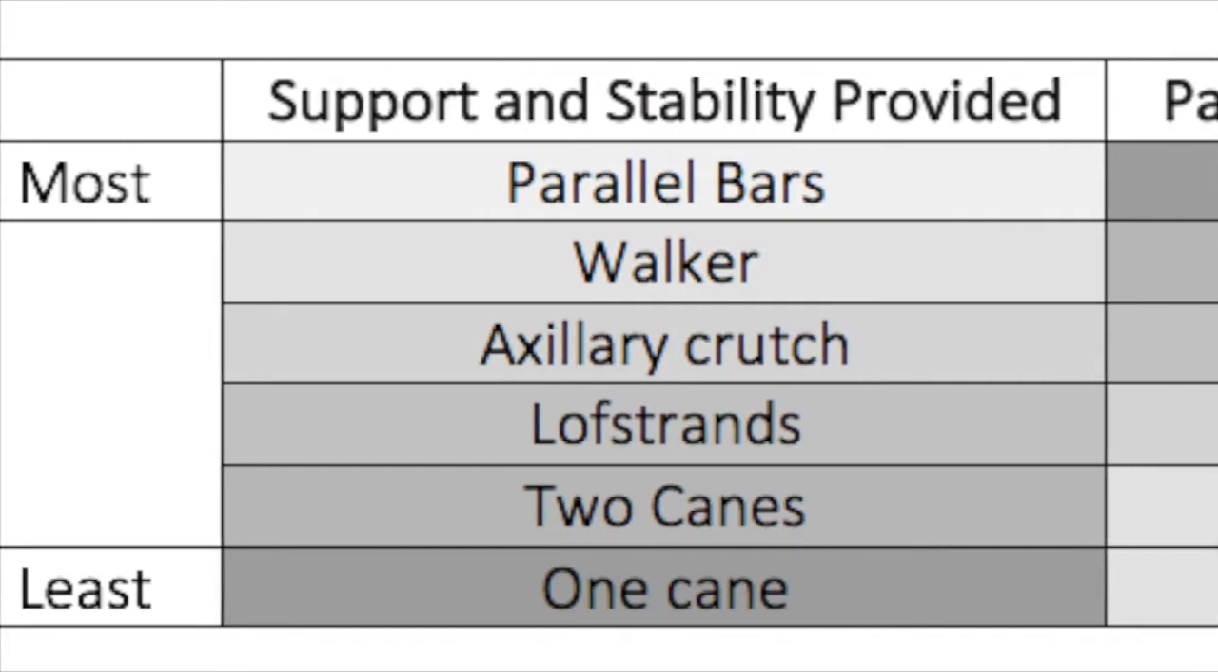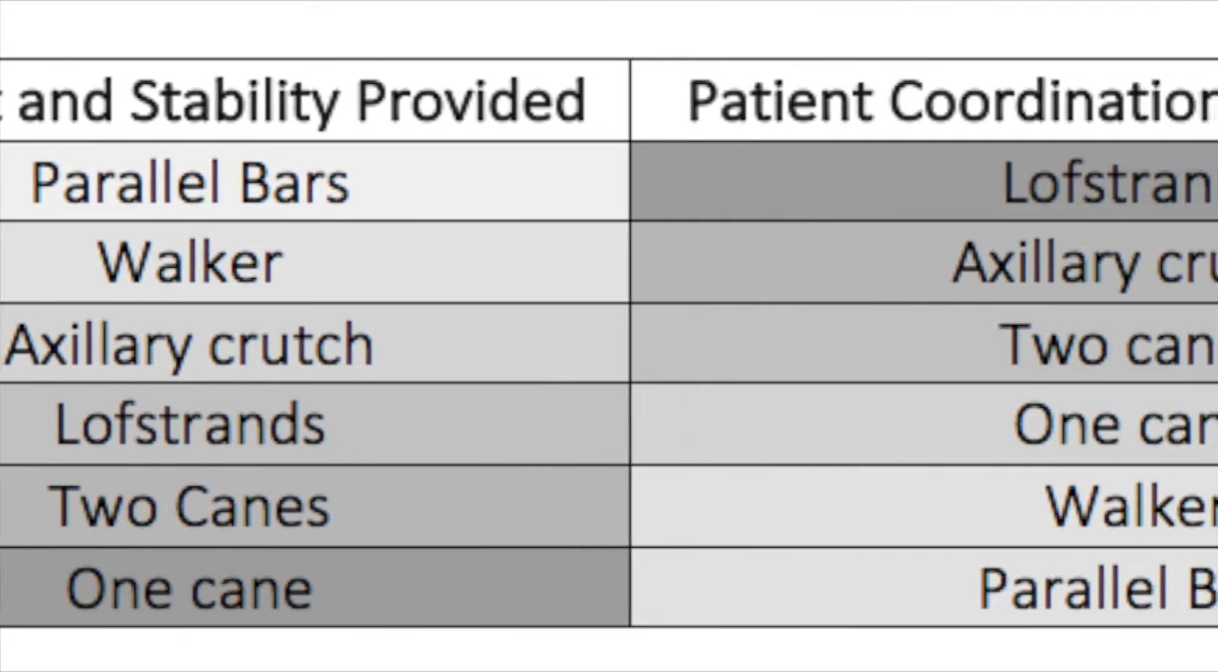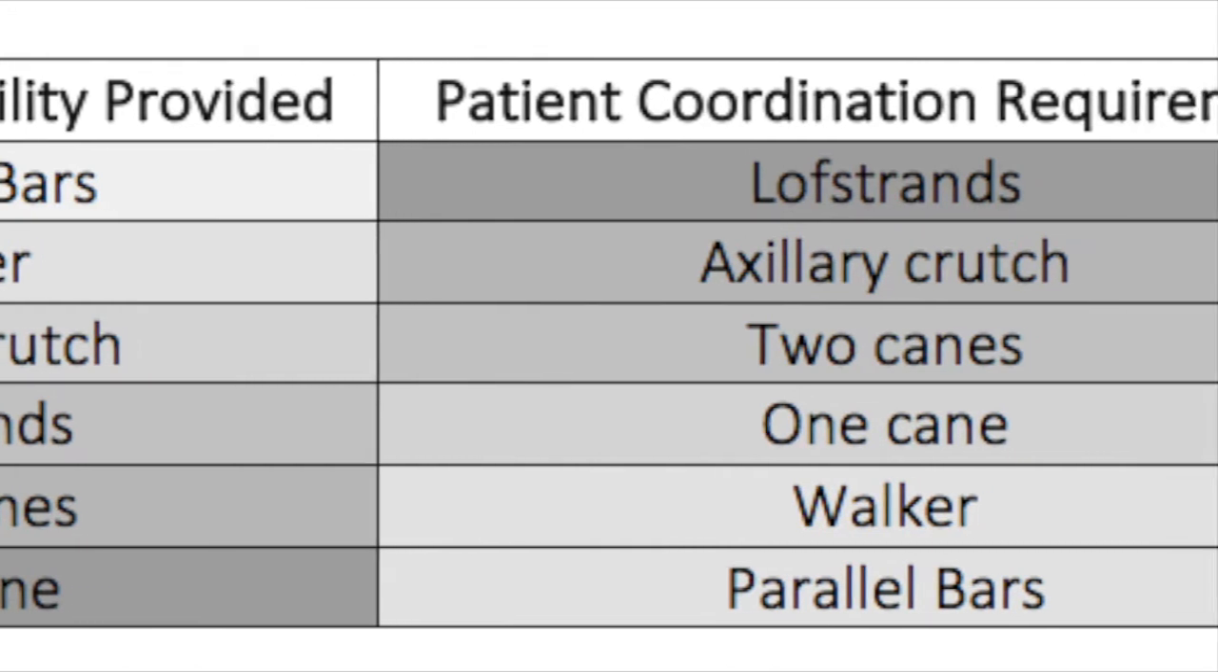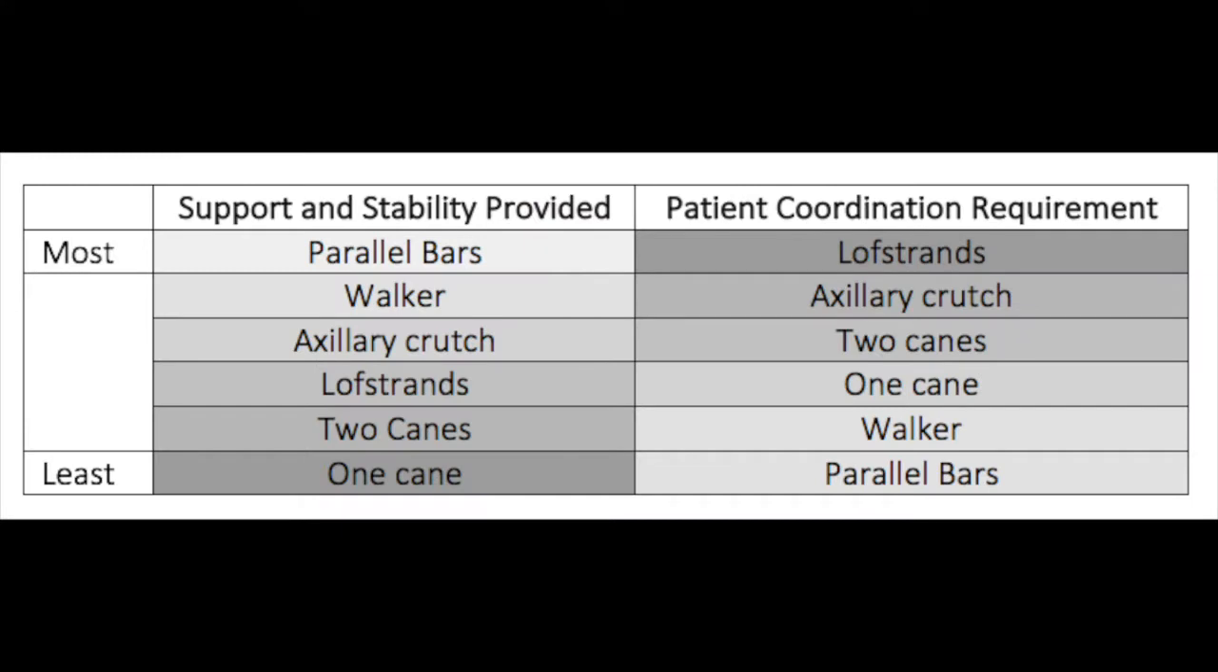When deciding which assistive device to use, you must take into consideration the support and stability provided, as well as the patient coordination required for the use of the device. Parallel bars provide the most support and stability while requiring the least amount of patient coordination.